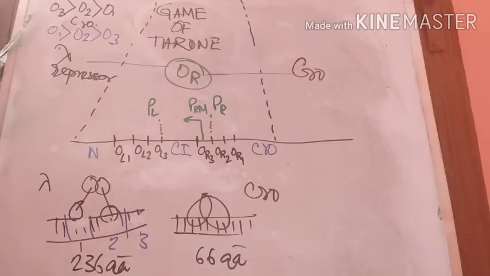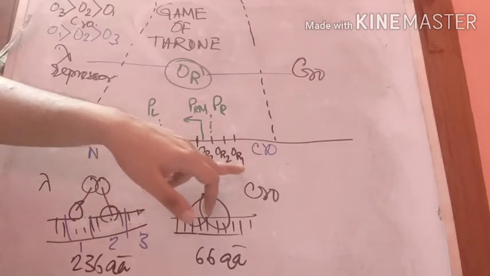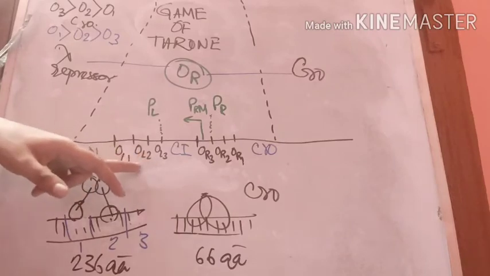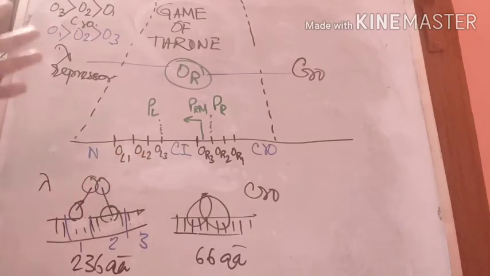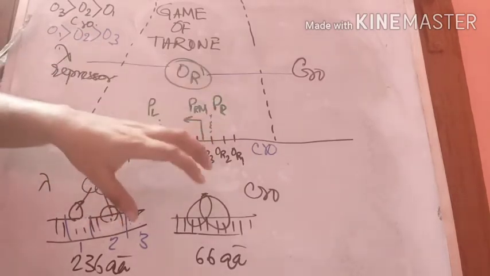Whereas Cro has the reverse affinity. Cro binds first O3, then O2, then O1. So first OR3, then OR2, then OR1. And similarly, OL3, OL2, OL1. But as I've said, the main fundamental throne is the OR. We will concentrate on OR a bit more.